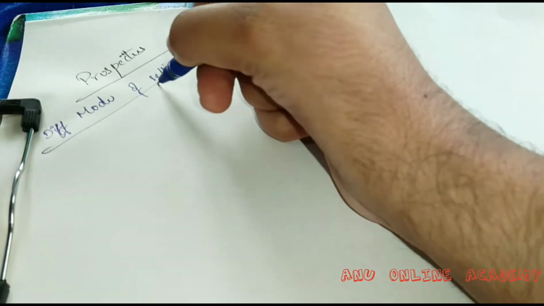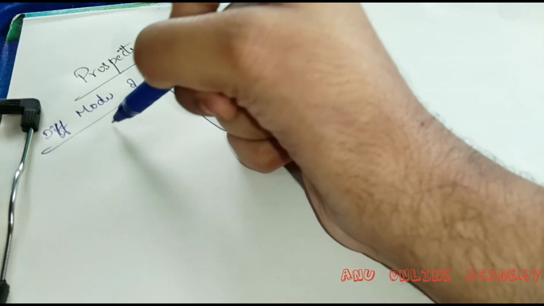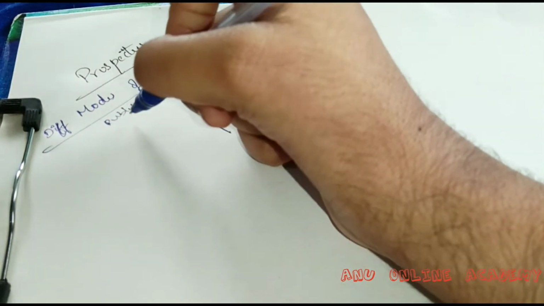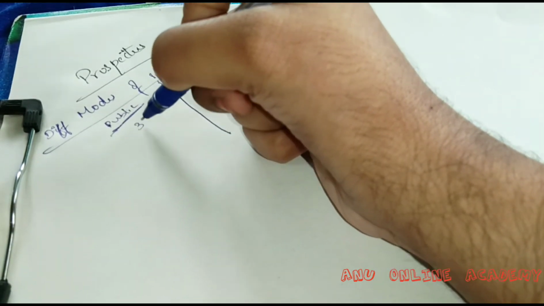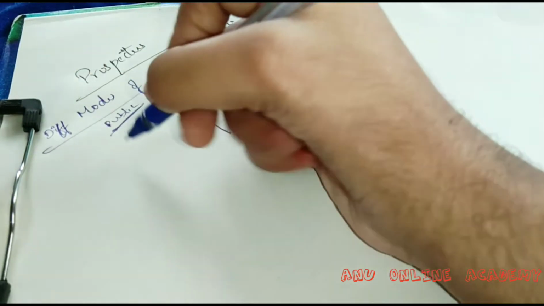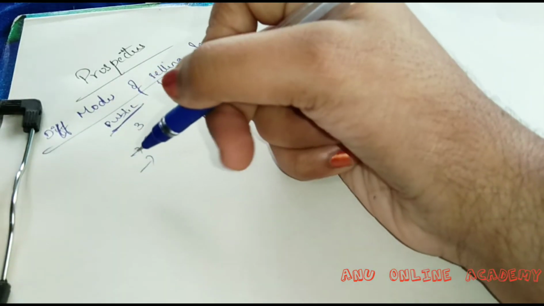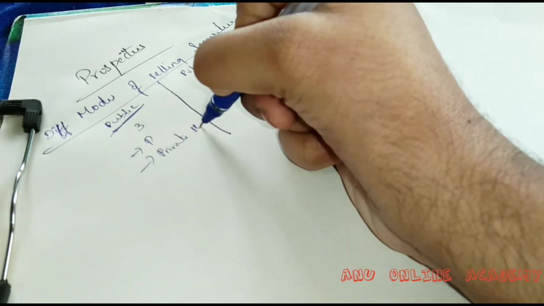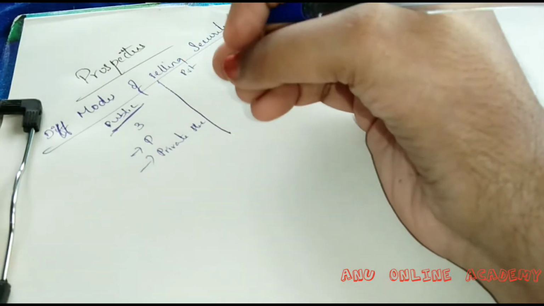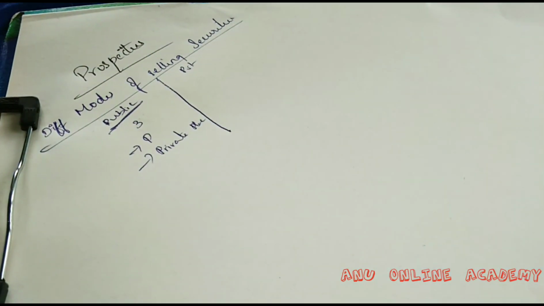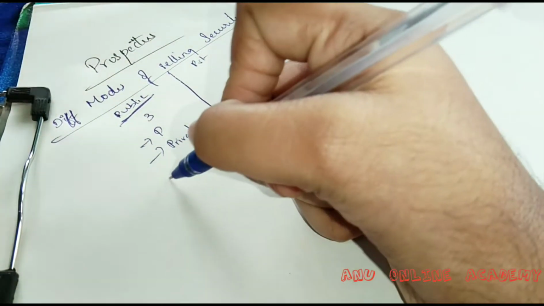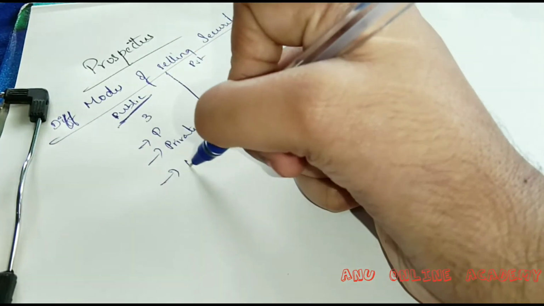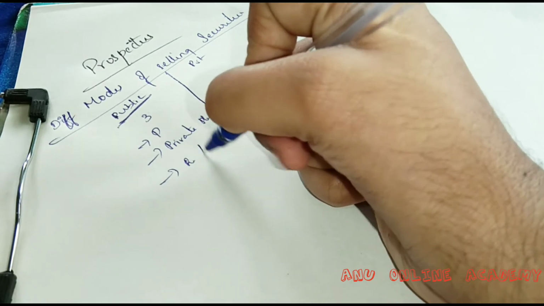See, in that, selling of securities by a public company, selling of securities by a private company. In a public company there are three modes: by issuing prospectus, by private placement, that is offering of shares to a selected group of persons, and the next one, right issue or bonus shares.